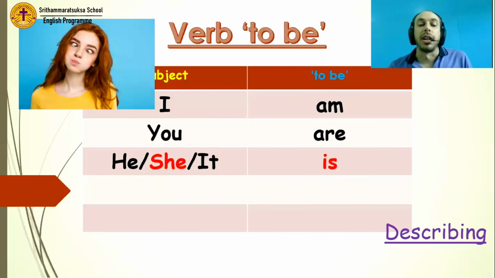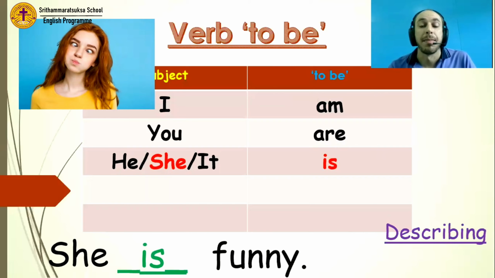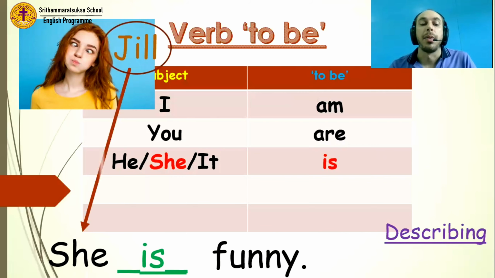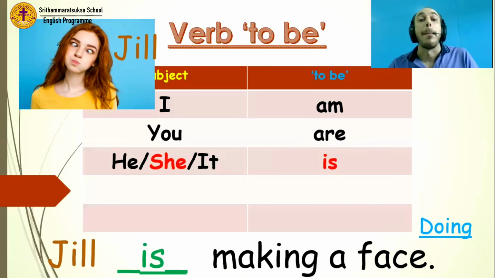Okay, let's look at the girl. She is funny. Let's say her name is Jill. If we take her name, switch it with the pronoun she, the verb to be stays is. Jill is funny. Jill is making a face. Can you make a funny face?